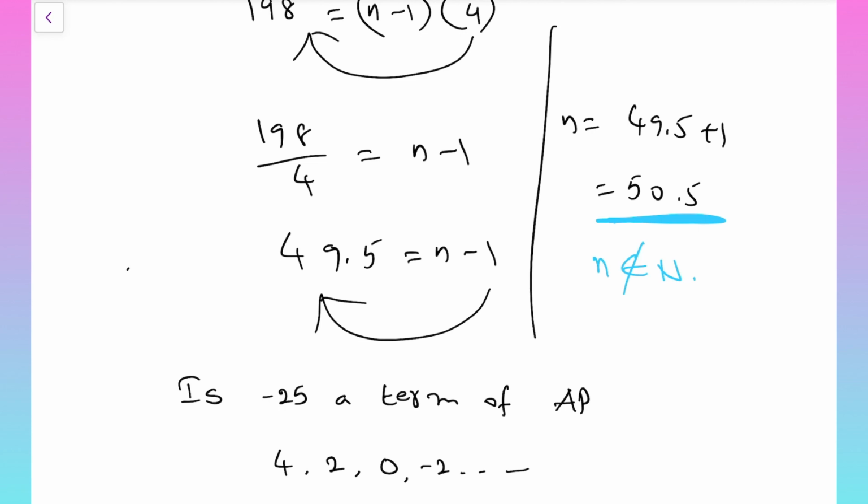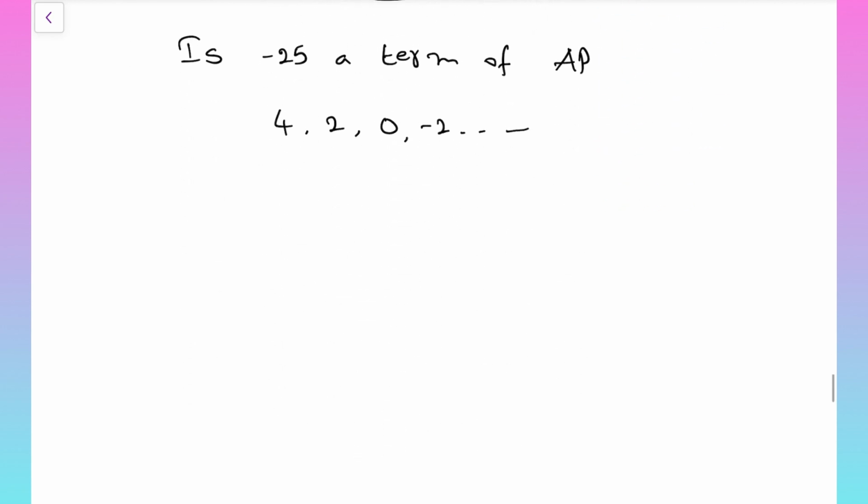Next, the same kind of question. Is minus 25 a term of the given arithmetic progression?